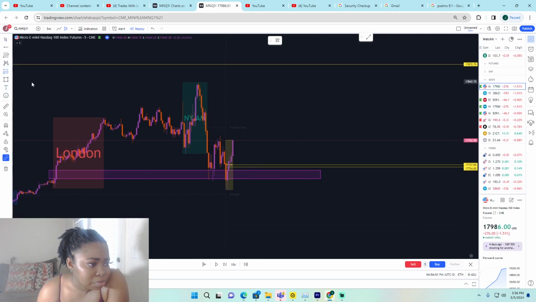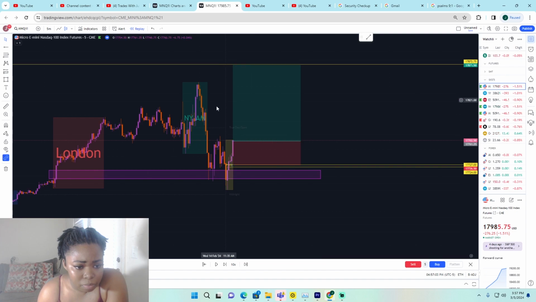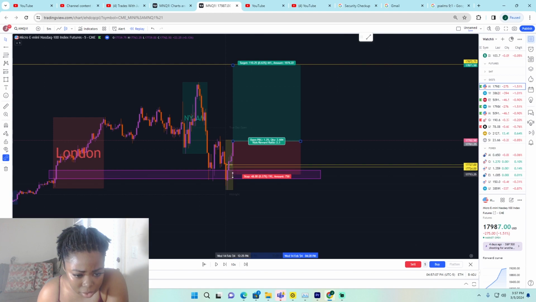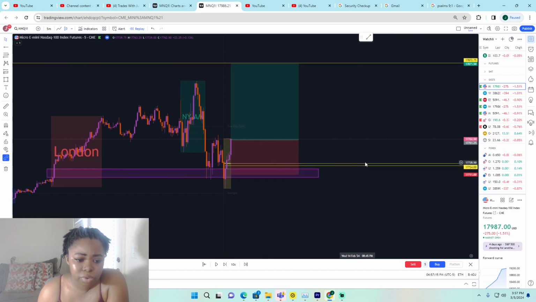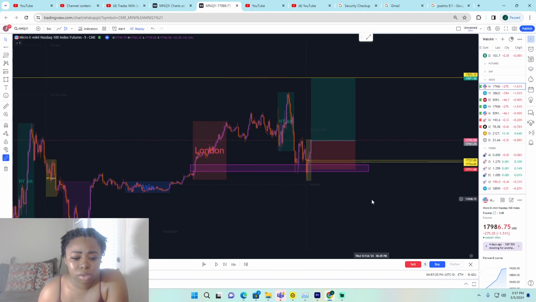So let me just see if I would be right. And like I said, I would probably target this area right here. And as far as my swing, I would have it in this area down here. So yeah, let's just hit play and see if I was right.